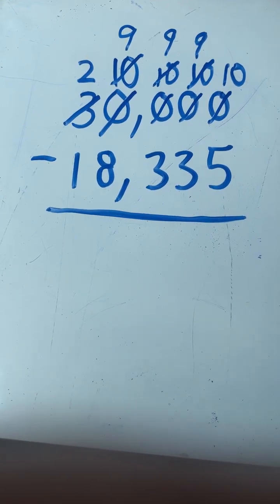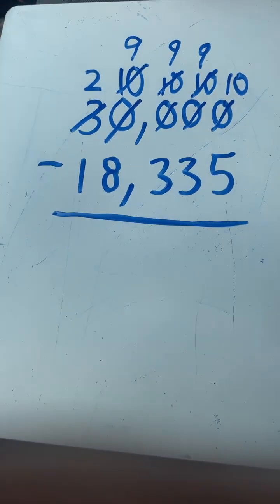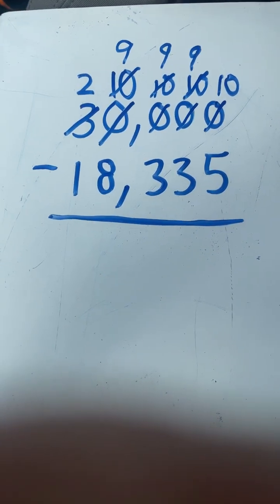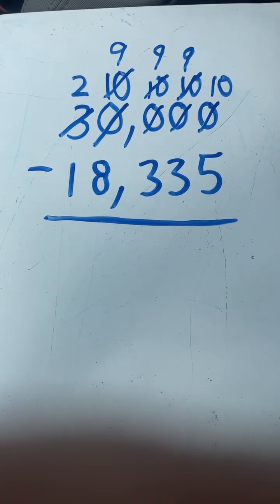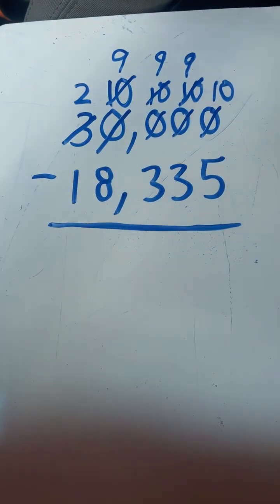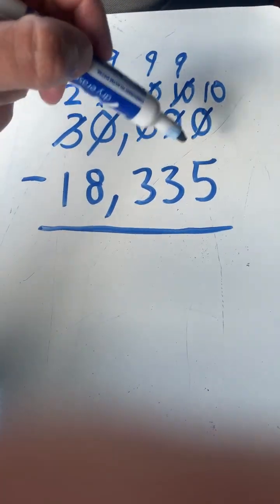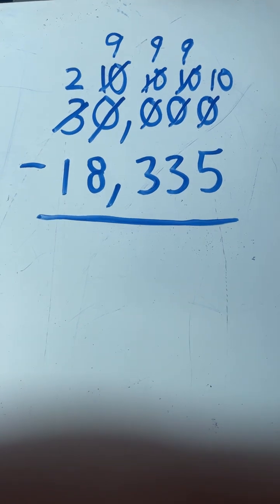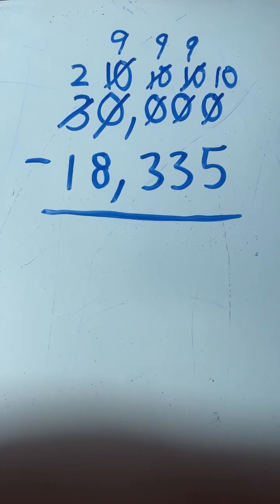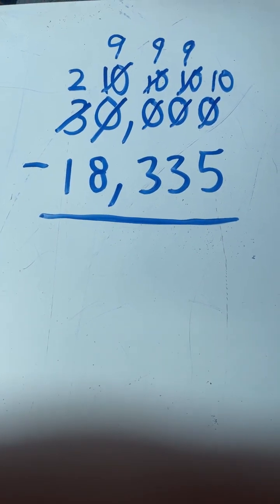Alright. So now all the top digits are bigger. 2 is bigger than 1, 9 is bigger than 8, 9 is bigger than 3, 9 is bigger than 3, 10 is bigger than 5. Now that all the top digits are bigger, we can start in the ones place and we can subtract.